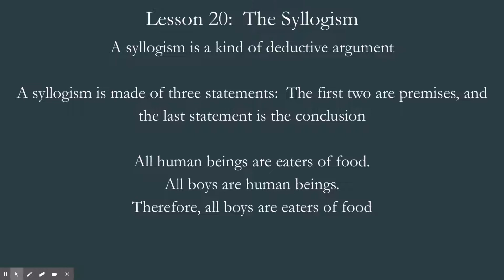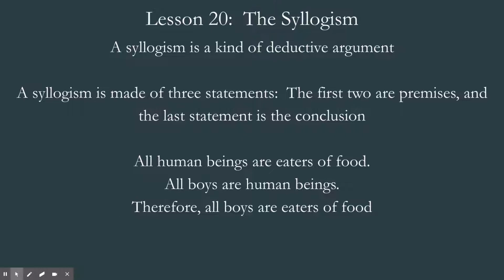So a syllogism is a kind of deductive argument made up of three statements. You're going to have two premises and a conclusion. A deductive argument in general could have as many premises as you want. It could have 1,000 premises. It could have one premise. A syllogism is a specific kind of deductive argument, and it has three statements, two premises and one conclusion.